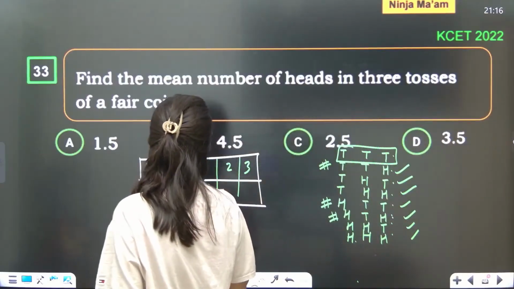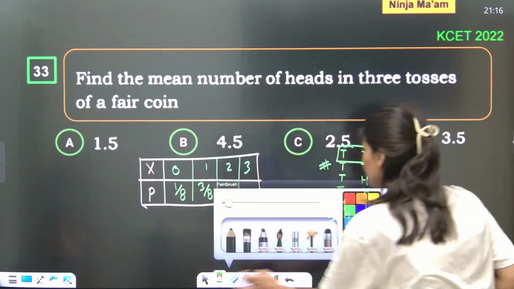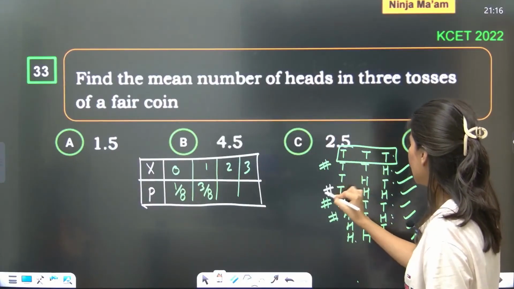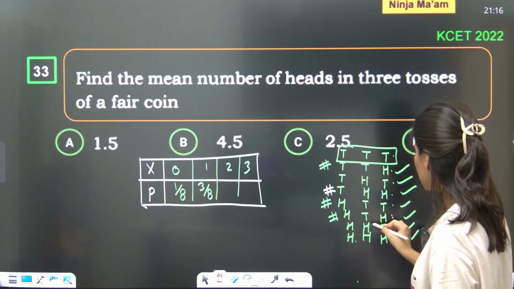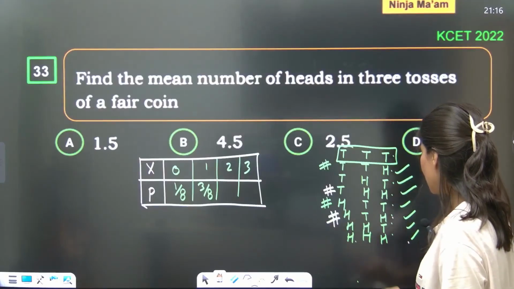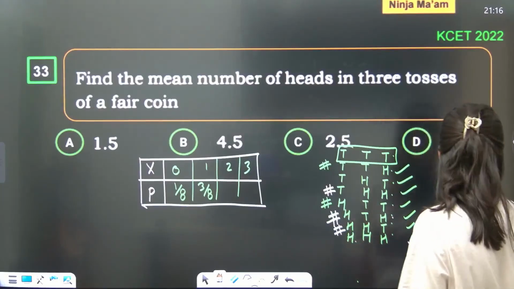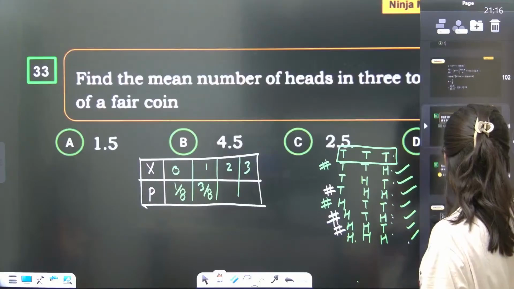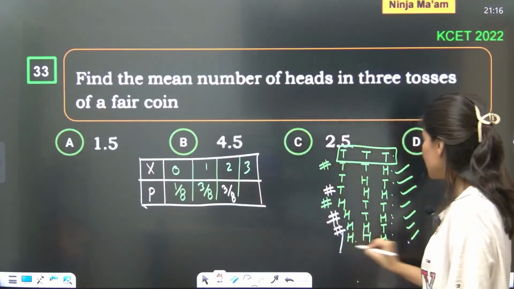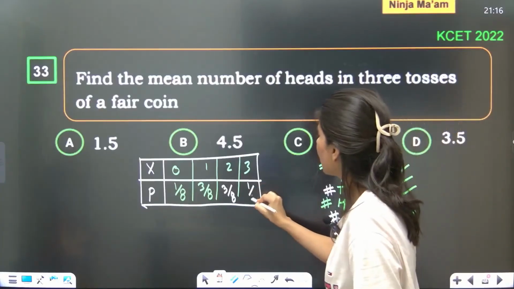3 cases. Then the number of heads being 2, everybody. So this is 2 heads, then we have 2 heads over here, then 2 heads over here. So this is going to be 3 by 8 again. And the number of heads being 3 is only in the last case, which is 1 by 8 again.